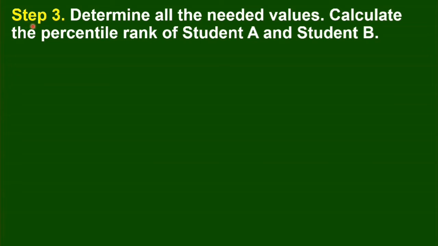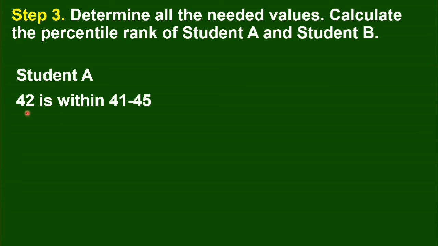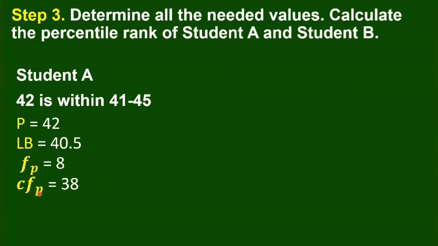Step number 3. Determine all the needed values. Calculate the percentile rank of student A and student B. For student A, his score is 42, which is within the class interval 41 to 45. So the raw score is 42. The lower boundary is 40.5. The frequency of the class containing the raw score is 8. The cumulative frequency before the class containing the raw score is 38. The total frequency is 50. And the size of the class interval is 5.